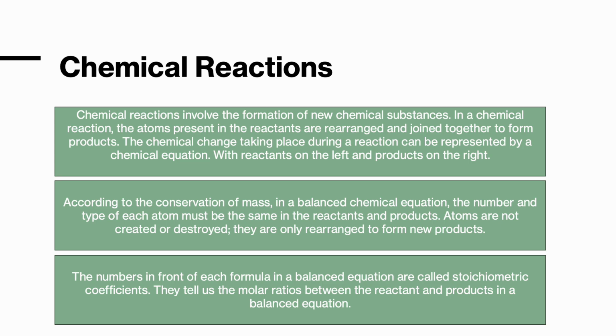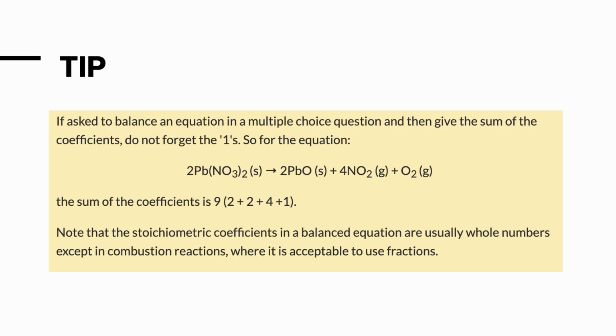Numbers in front of each formula in a balanced equation are called the stoichiometric coefficients. They tell us the molar ratios between the reactants and products in a balanced equation. A tip here is that if in the exam, in a multi-choice question, you're asked to give the sum of the coefficients, don't forget that there is a coefficient of 1 in front of, in this equation, for example, the oxygen.